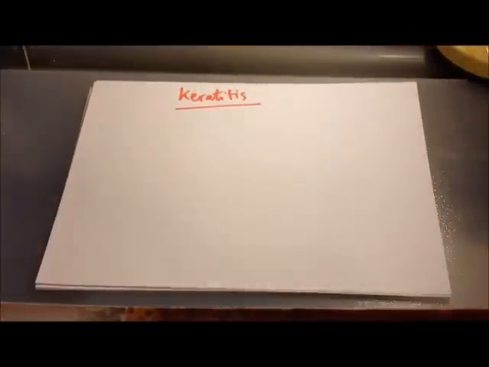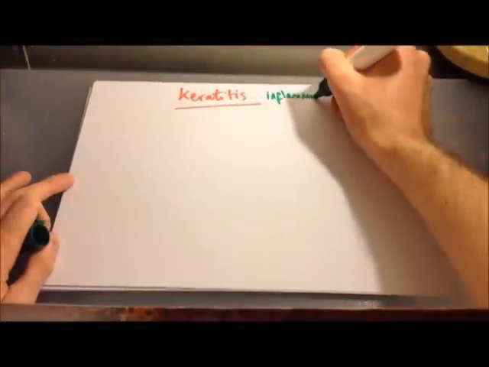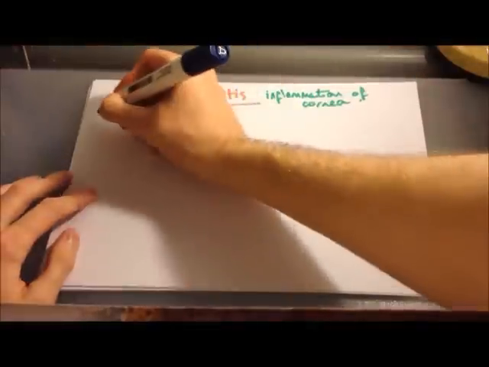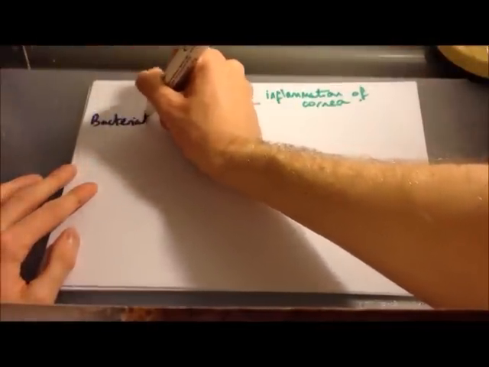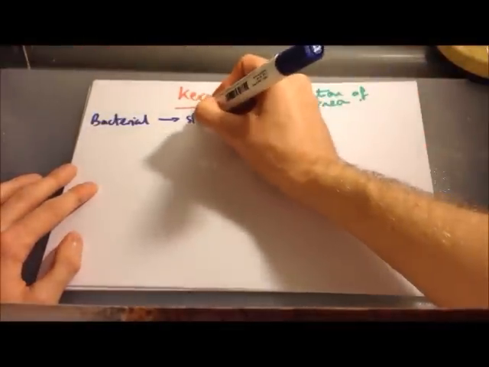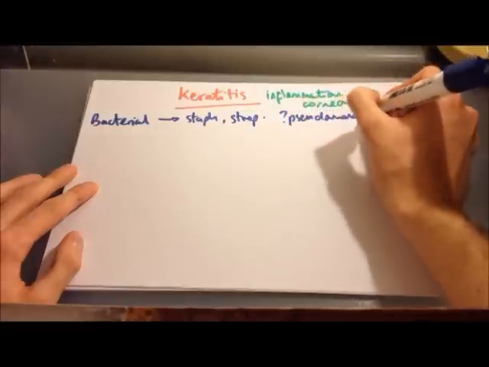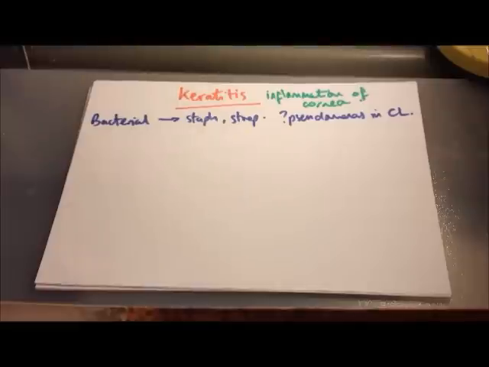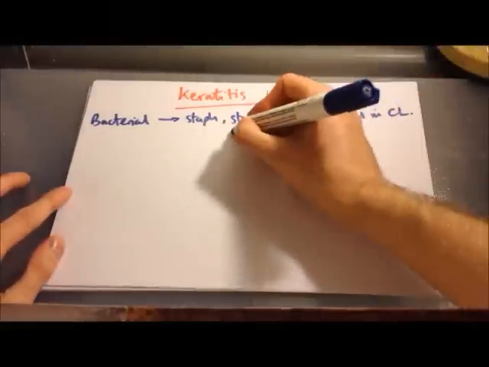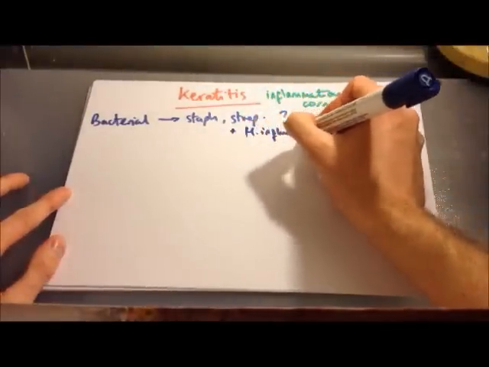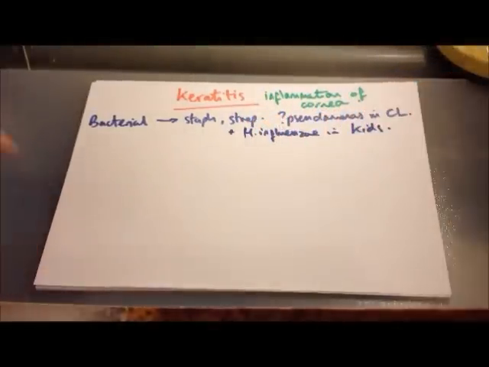Okay, so moving on again, let's look at keratitis, which is inflammation of the cornea. And more often than not, keratitis is caused by bacteria, so things like staph and strep are quite common. In contact lens wearers, you want to think about things like Pseudomonas, and in children you want to think of Haemophilus influenzae, or if they're neonatal, then Neisseria.